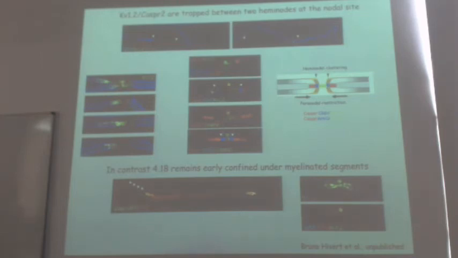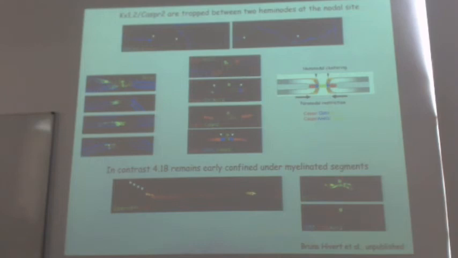Caspr2 and KV1.2 are first addressed to the cell membrane, can diffuse freely all along the axon, and are trapped between two paranodal junctions. So they are trapped even at the level of the node or at the level of the internode. In contrast, the scaffolding protein 4.1b is always excluded from the nodal region.